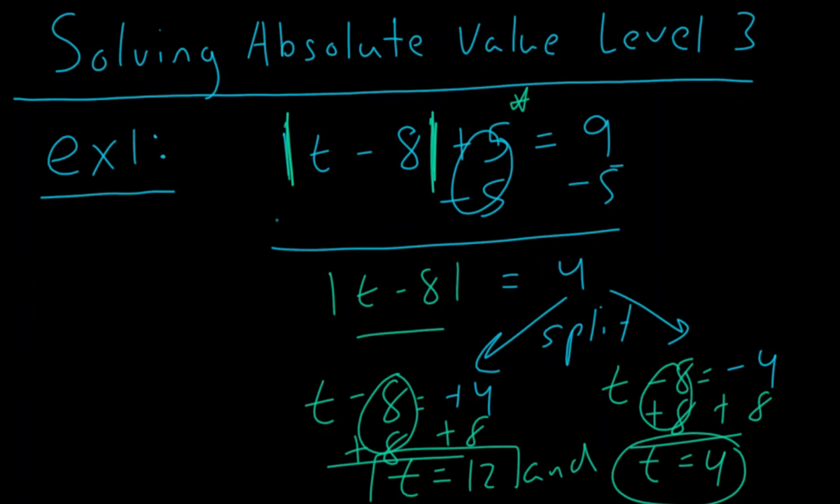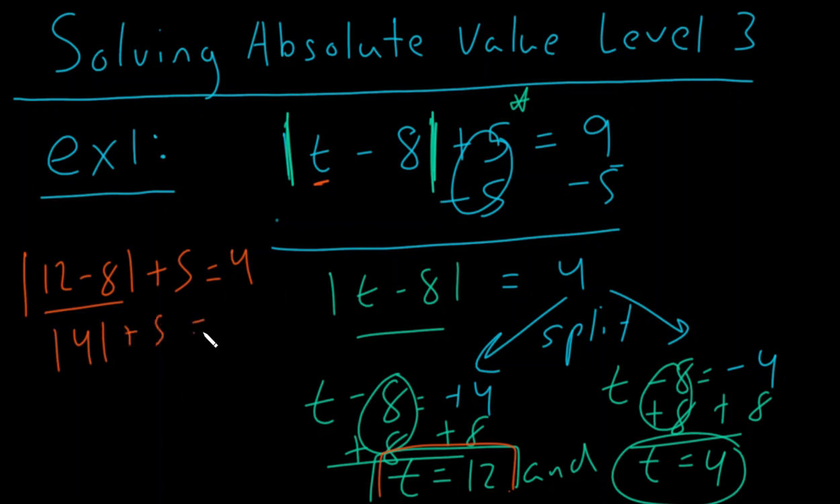Now, we still always have to test one of these out. So in this case, they're both positive. It doesn't really matter. Oh, we test out the 12. Let's say, okay, we have the absolute value of 12, that's plugged in for t, minus 8, plus 5 is equal to 9 minus 5, which is 4. All right, so let's see here. We have 12 minus 8, which is going to be the absolute value of 4, plus 5 is equal to, oh, I'm sorry, that's a 9, so equal to 9. And of course, the absolute value of 4 is still 4, and I think we can all agree that 4 plus 5 is 9. Perfect. So in this case, 12 checks out.